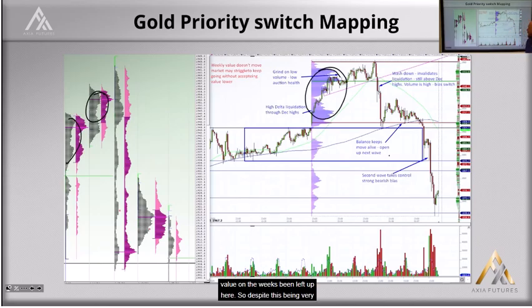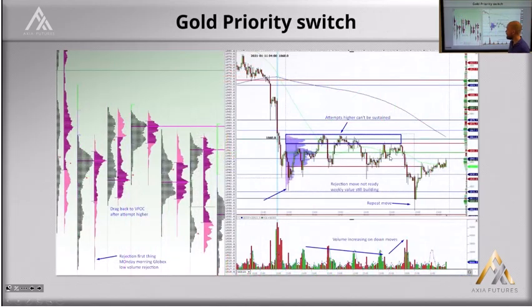Value on the week's been left up here. So despite this being very high volume, if you look at where the volume is on the drops, the high volume comes on drops, not on the market going up, but value is left higher. This then straight away leads to the conclusion that the following week may well be a more balanced type week. And unsurprisingly, you get that. But there's information to pick up here.